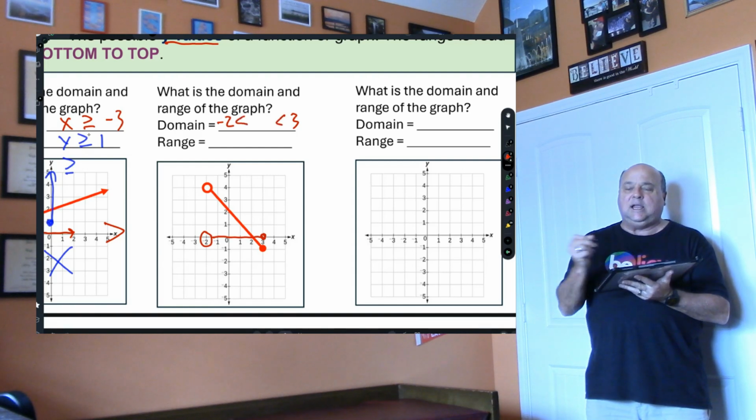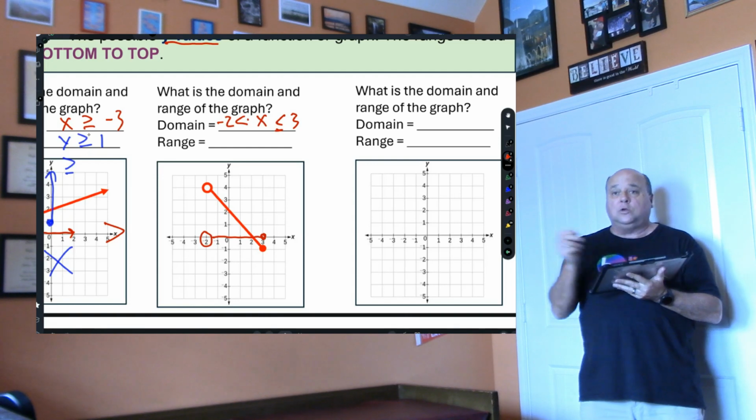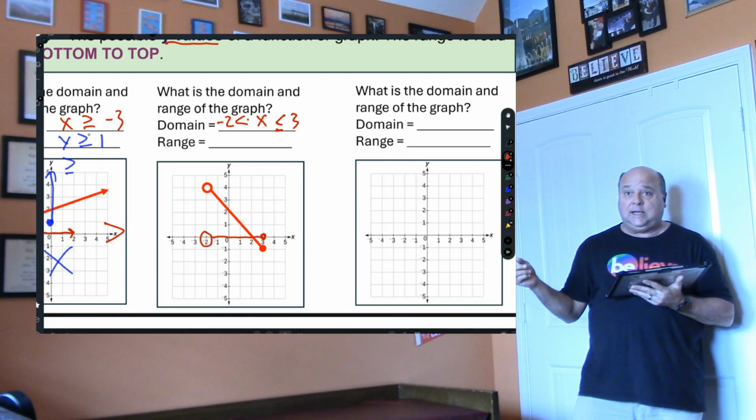Remember, you put less thans. The 3 gets an equal bar, and this is going to be an x. So my x's are bigger than -2, but my x's are smaller than or equal to 3. That's how you would read that.